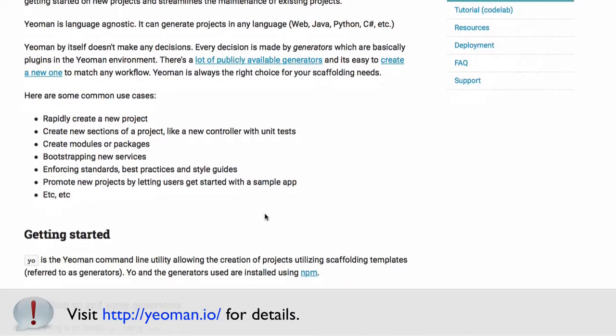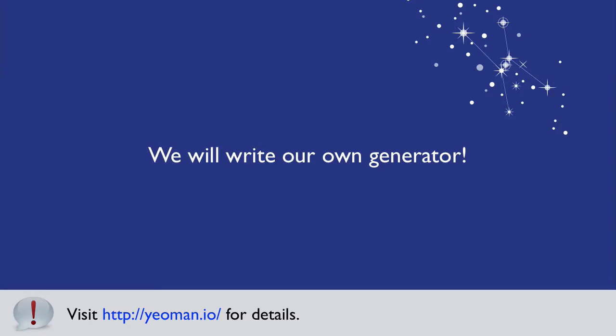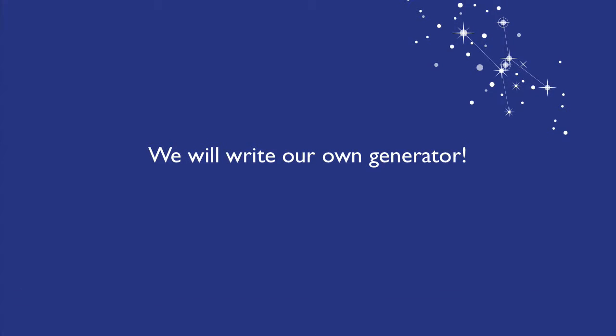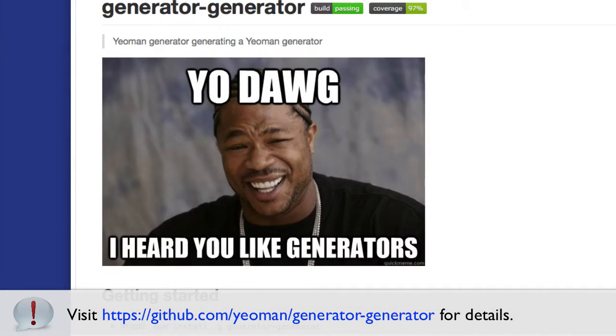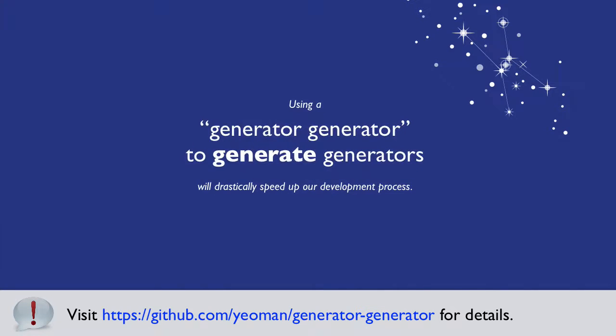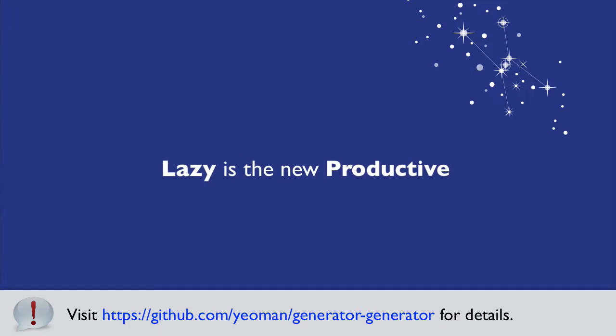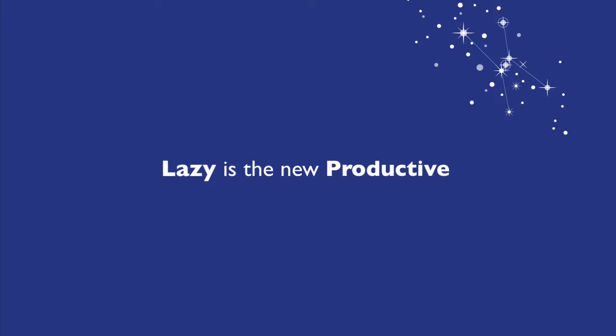In this session, we'll dig into generators a little deeper, and we'll be writing our own generator to see how things work behind the scenes. And we won't even write the entire generator code ourselves, because guess what? There is a generator that generates generators. And using a generator to generate generators will drastically speed up our development process. Therefore, we are being productive by being extra lazy, so to speak.